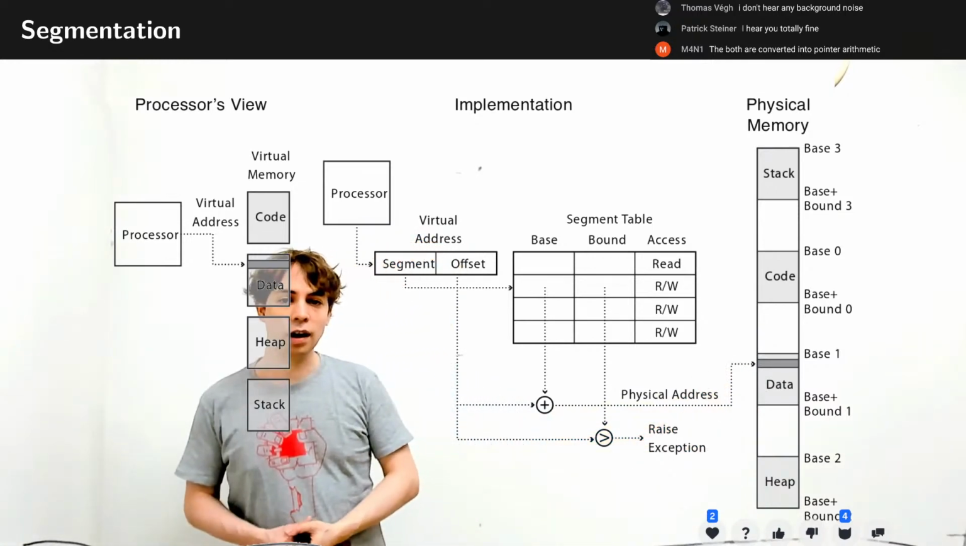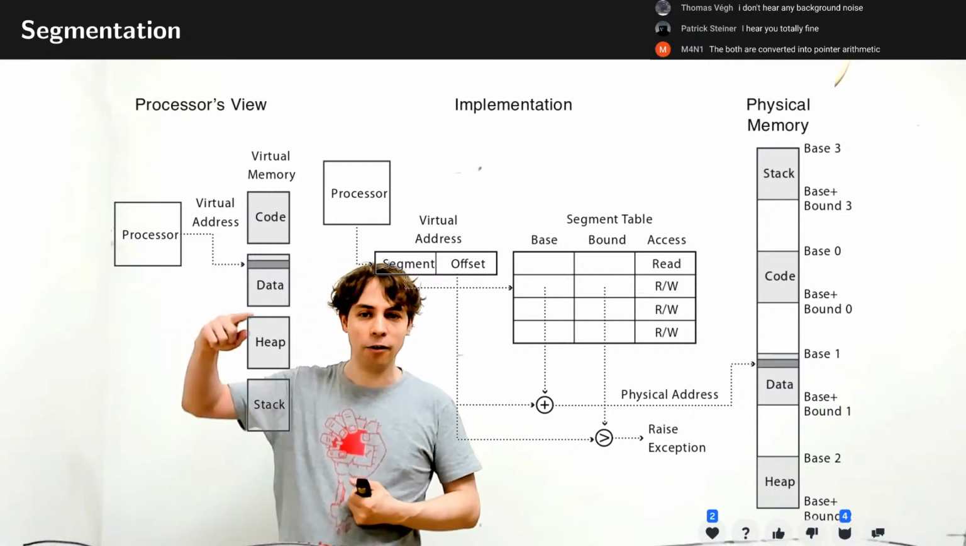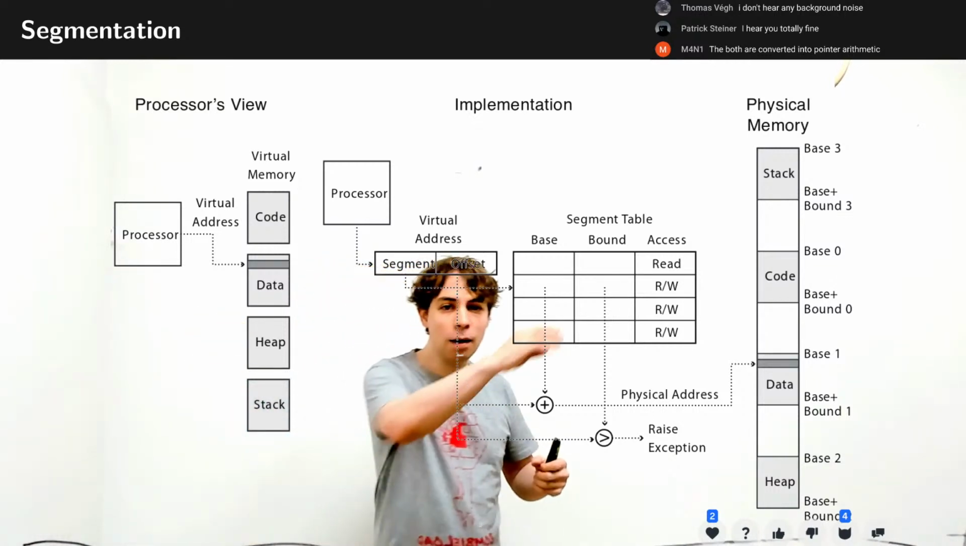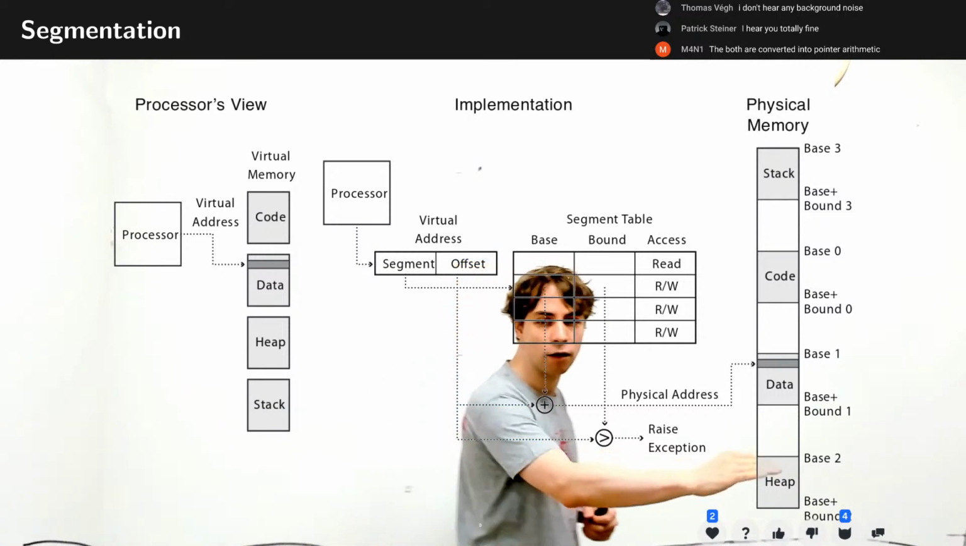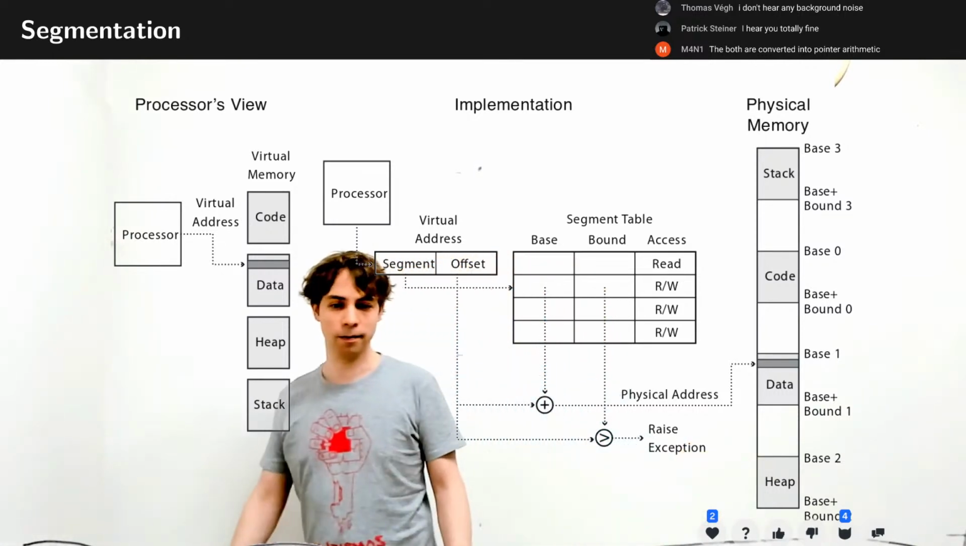This is really nice because now we can actually have something more dynamic. We can have a heap segment, and this heap segment can then grow. If we have it here, the heap segment might be able to grow. Very nice.